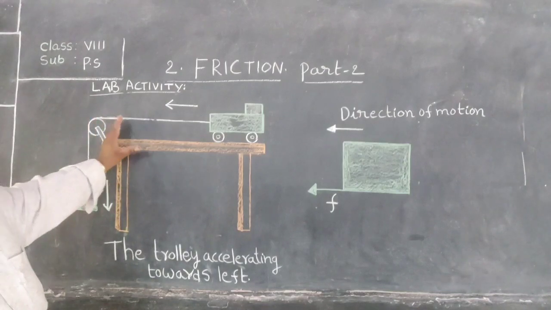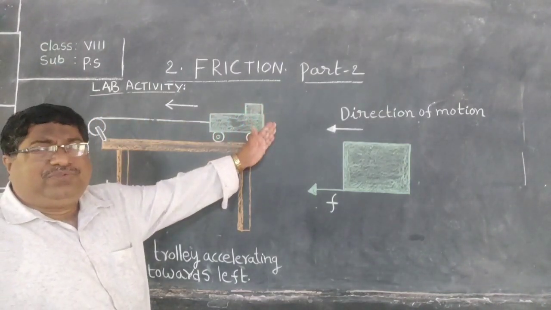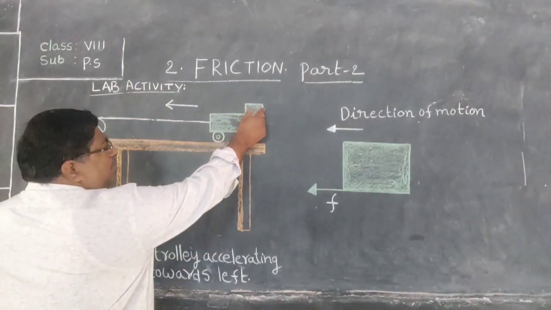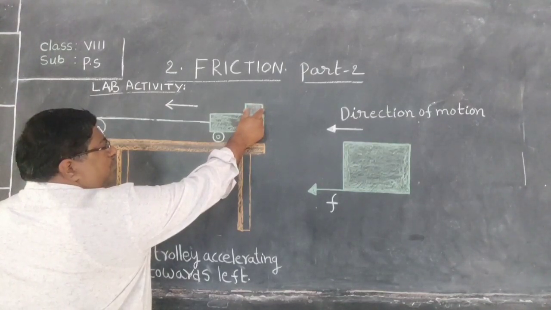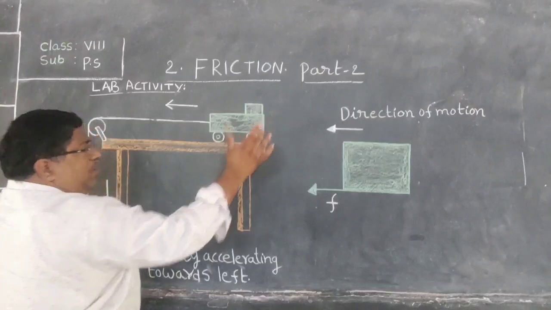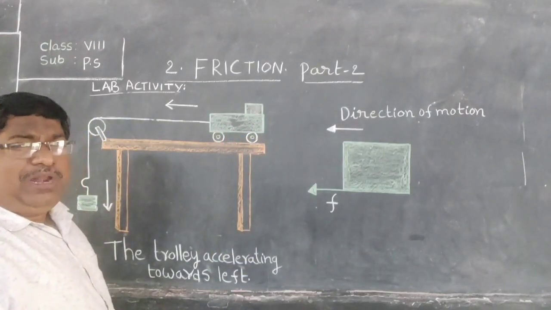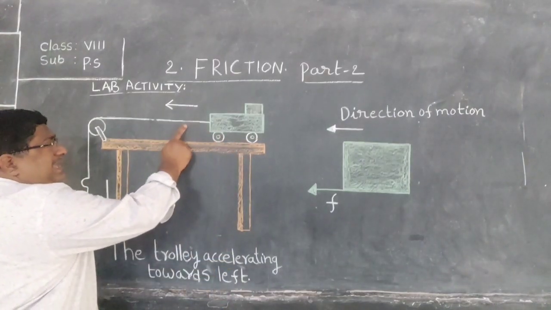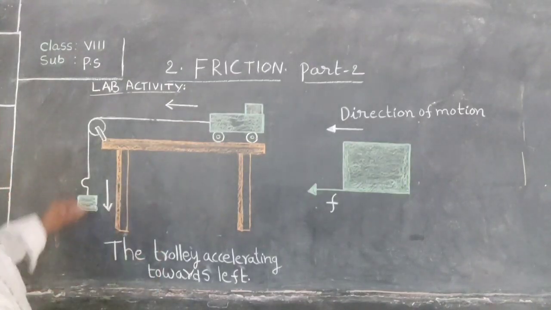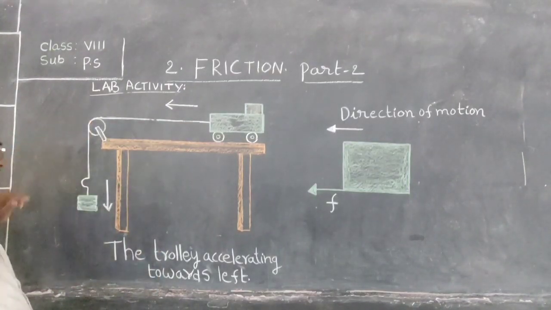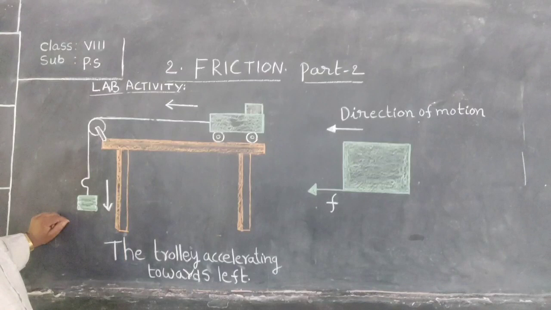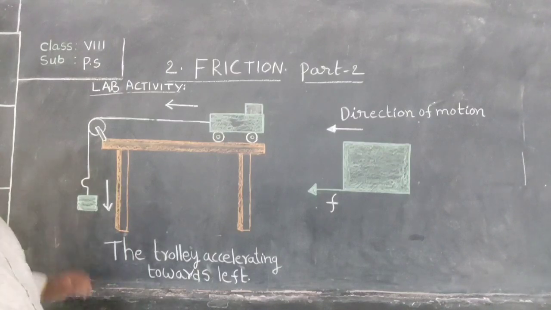Now, the materials required are, you see the diagram. This one is called the block of wood. Down one is called the toy trolley. Next, table, inextensible string, pulley, weight hanger and weights. These are the materials required. See, children, once.